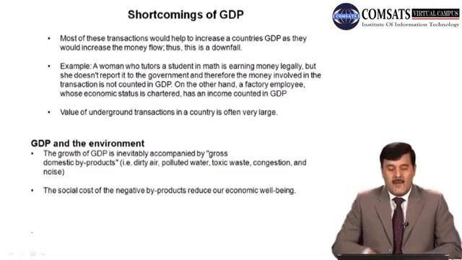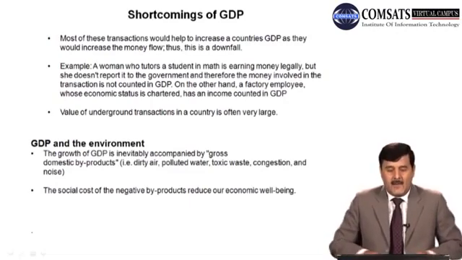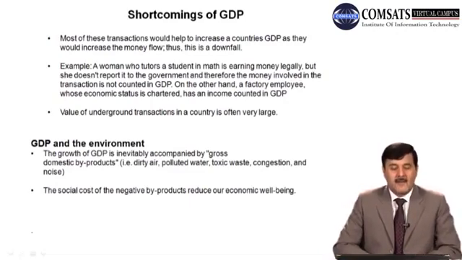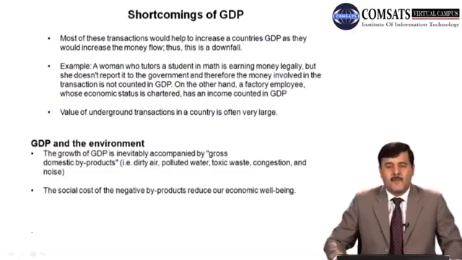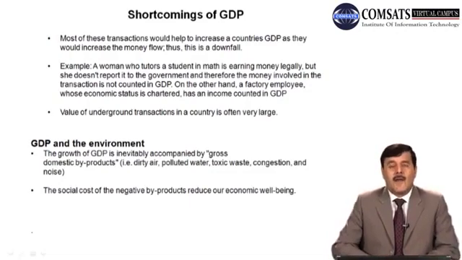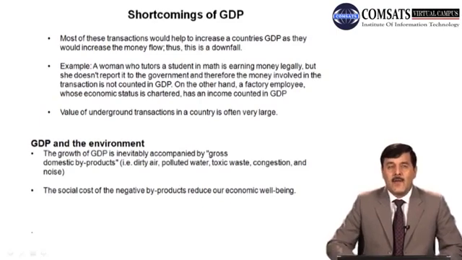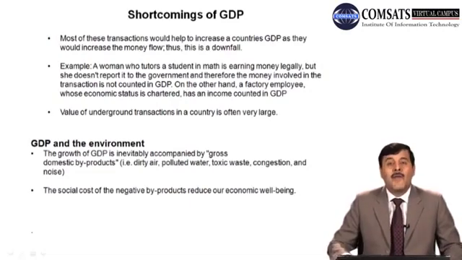The growth of GDP is inevitably accompanied by gross domestic byproducts like, for example, dirty air, polluted water, toxic waste, congestion, and noise. So these are the activities which basically can affect the nation's gross domestic product. The social cost of negative byproducts reduces our economic well-being, right?